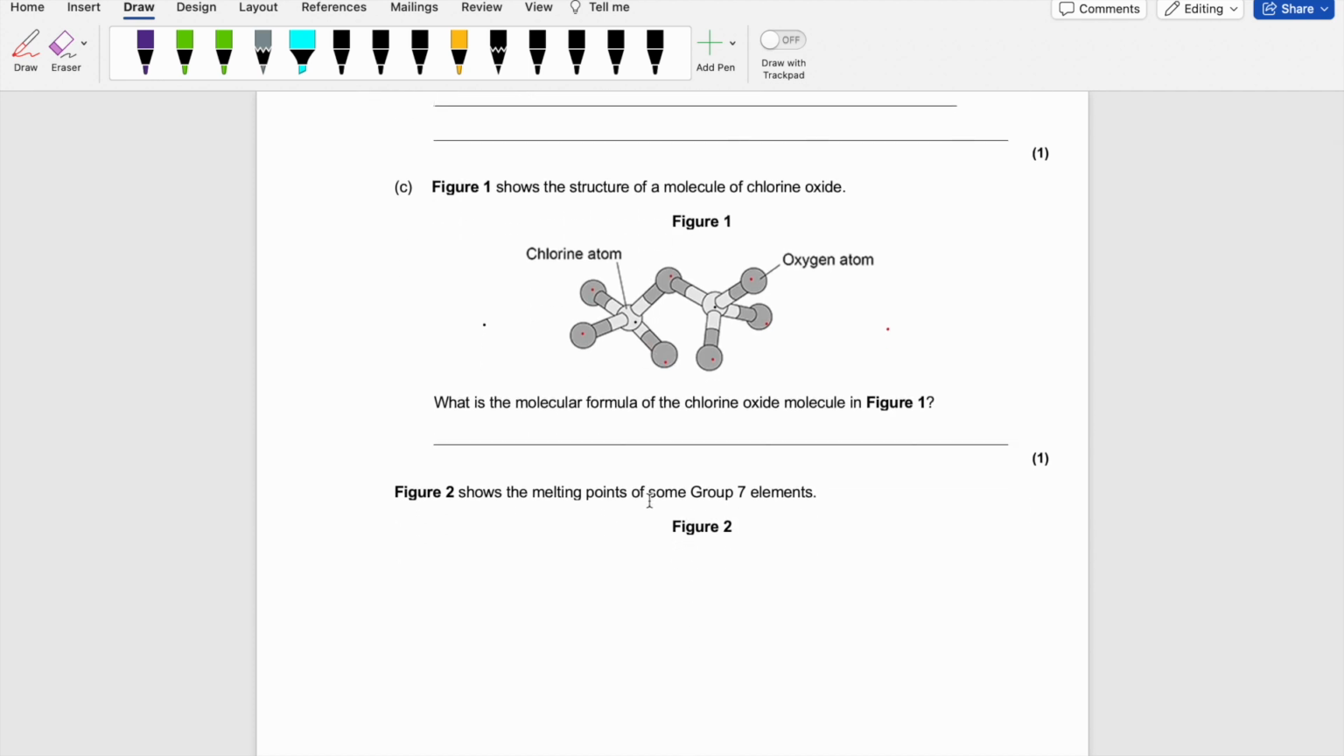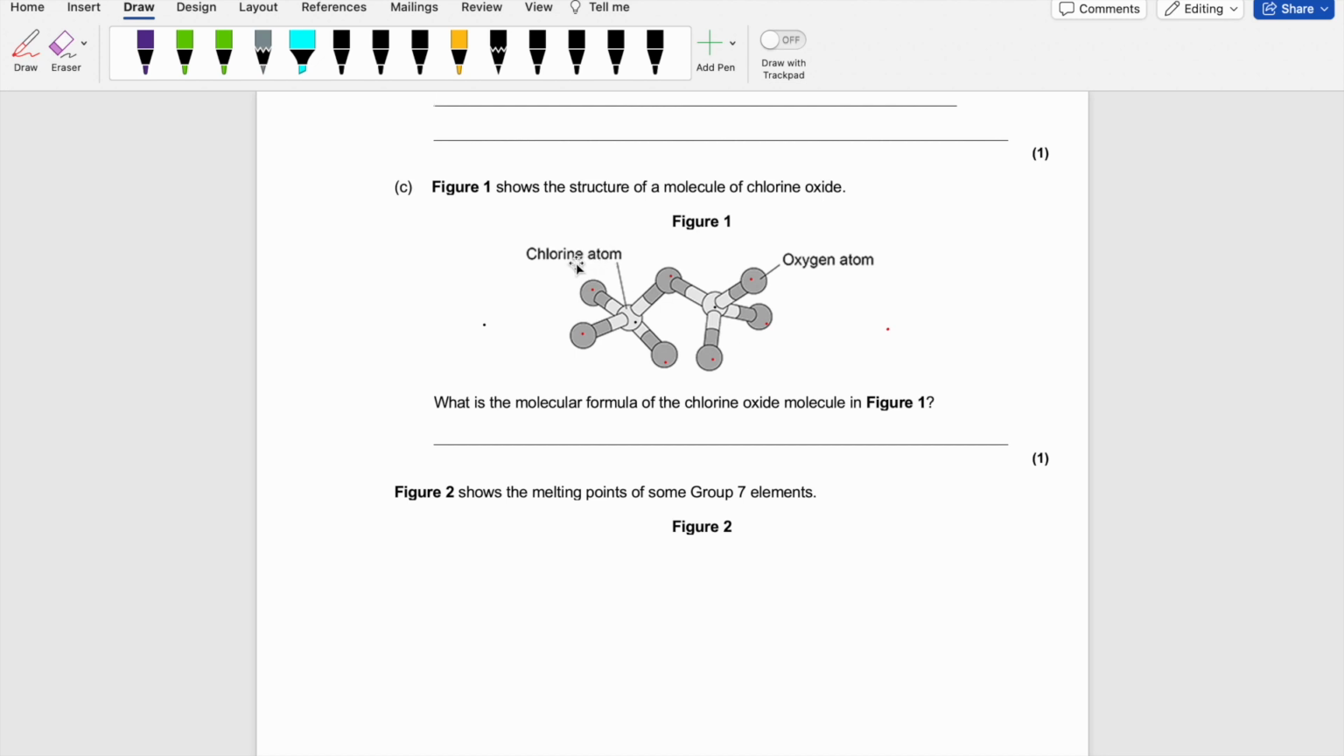Right, question C, figure 1, shows the structure of a molecule of chlorine oxide. Now, it says, what is the molecular formula of chlorine oxide molecule in figure 1? Now, I don't know about any of the other chemistry teachers, but I have never taught any of my classes at all what chlorine oxide is. And the reason being is because the question isn't asking you specifically about chlorine oxide. It's saying, can you look at this molecule and can you tell me what this molecule is made up of? How many chlorine atoms, how many oxygen atoms? And we can do that because we've definitely been taught that.